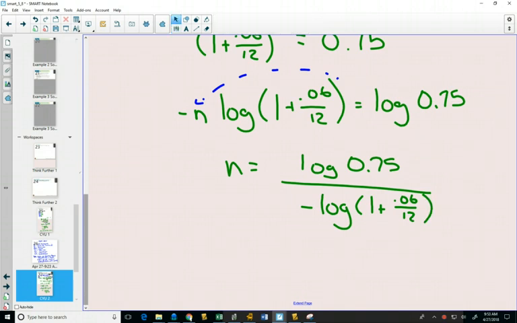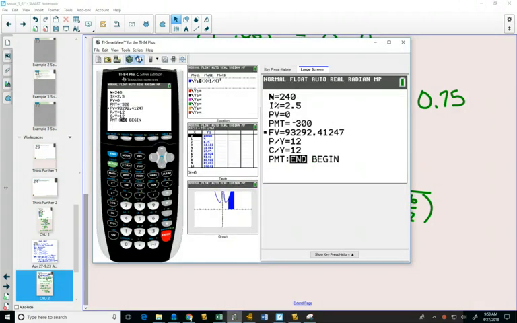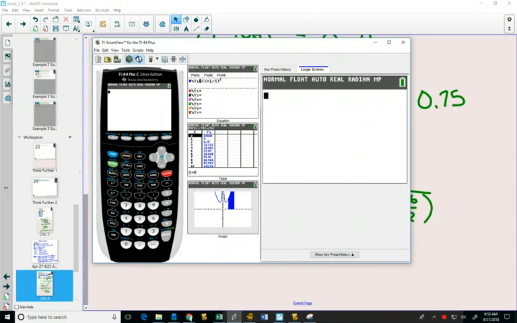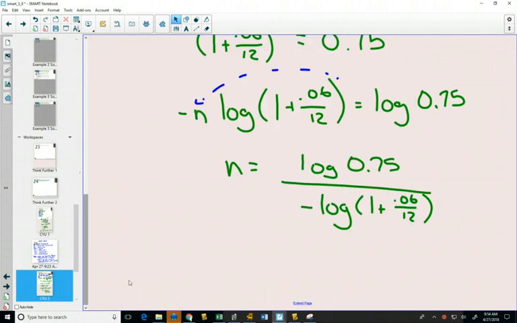So I'll go to my calculator, use my fraction button, log 0.75 over negative log 1 plus 0.06 divided by 12. So I've typed it in exactly as I've seen it. I push enter, and I get n is 57.68.